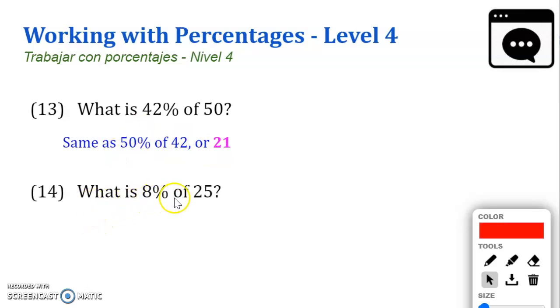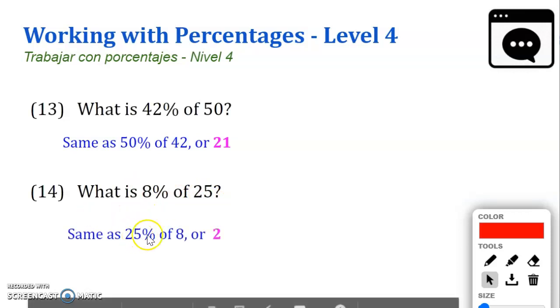Likewise, what is 8% of 25? 8% is kind of an awkward number, whereas 25 is a nice number. Okay, so I can swap this as 25% of 8. And 25% of 8 means I need to halve the 8 once, and then whatever that is, I need to halve it again. So half of 8 is 4, and then half of 4 is 2, so 25% of 8 is 2.